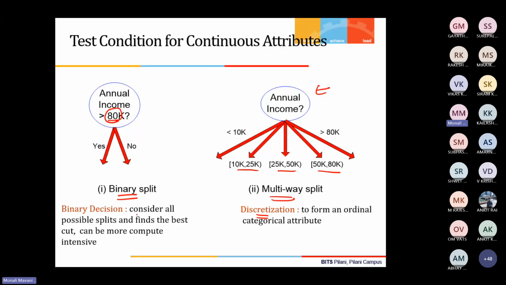So we can consider all the possible splits. How? Again, that will come in the future slides. All of the possible values of income in your data set can be a potential split. 10,000 can be a potential split, 25,000, 50,000, 80,000, any income could be a potential split. You can consider all possible splits and find the best one, but that could be compute intensive. Or use your domain knowledge and find out which could be the best split.